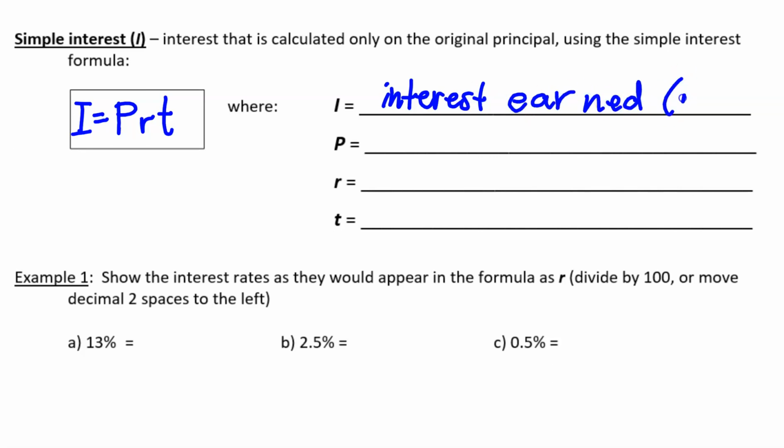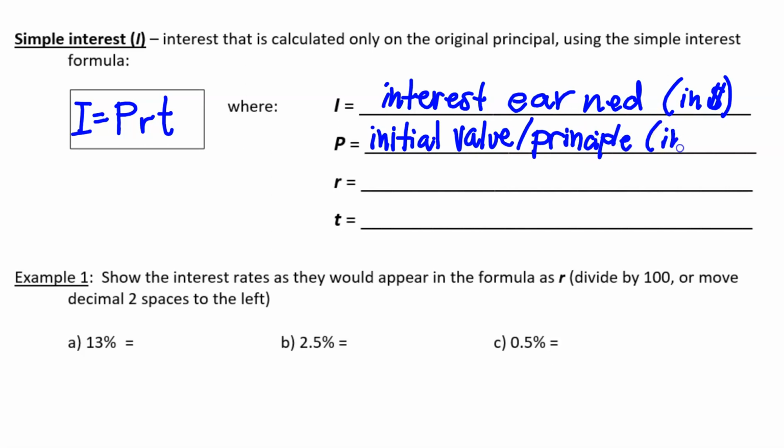Okay, and that is in dollars, always. Right, we're talking about money now, so lots of dollar signs. P is the initial value. Okay, we also sometimes call that the principal. All right, and that again is in dollars. I believe when we were doing our word problems or applications for exponentials, P was also the initial value. Okay, so that hasn't changed.